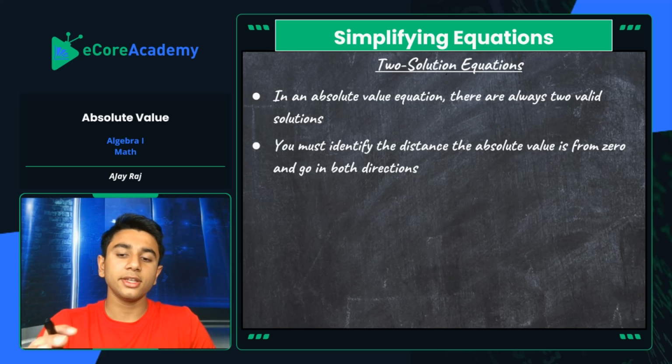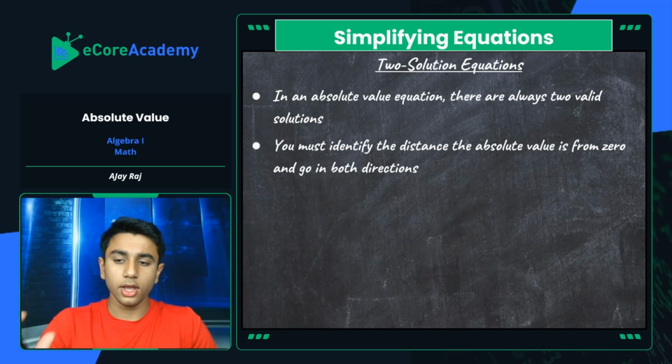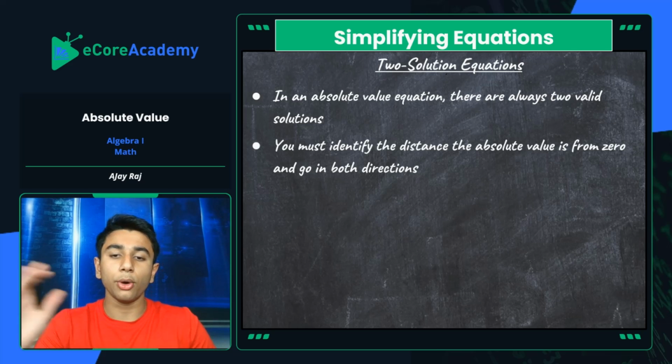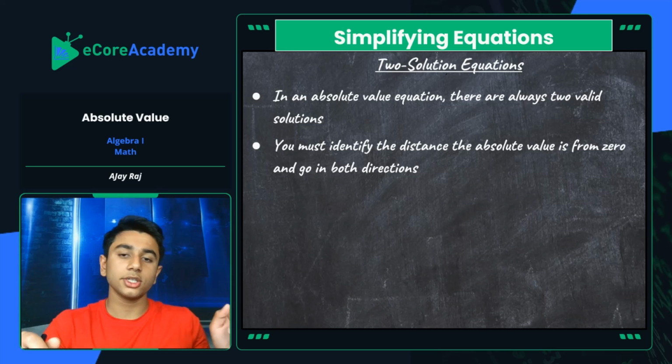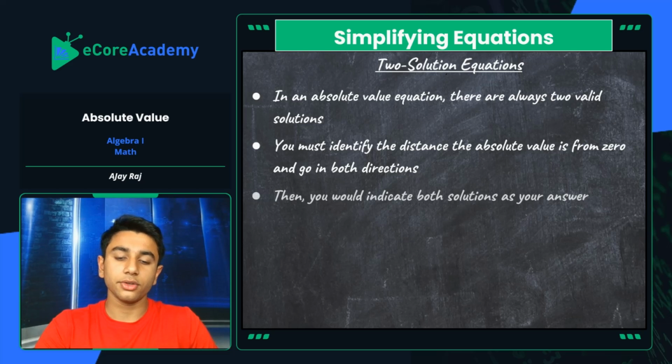And you must identify the distance the absolute value is from 0, the value within the absolute value bars, that variable, how far it is from 0, and you go in both directions. So a positive direction is over to your right, and a negative direction is over to your left. This is my left, this is my right. Essentially, you're going equal distance in opposite directions to find the two valid values. And then you would indicate both solutions as your answers. So let me show you an example.